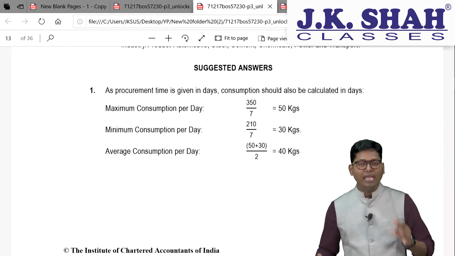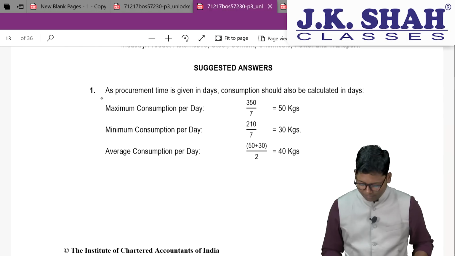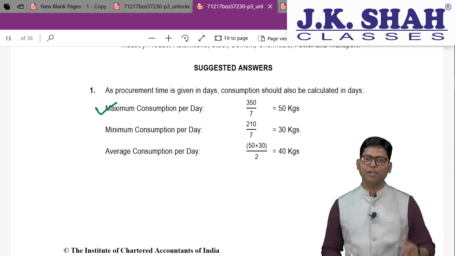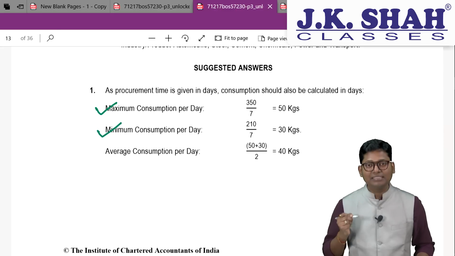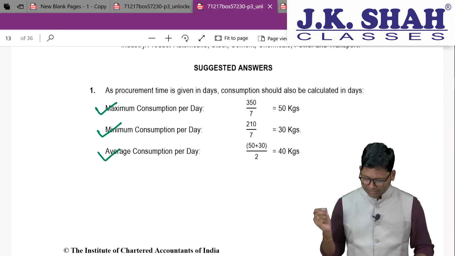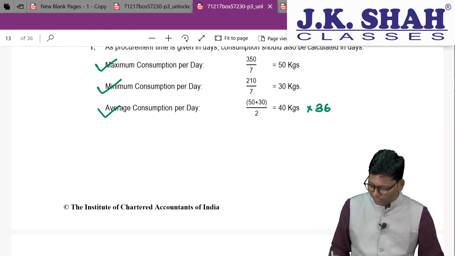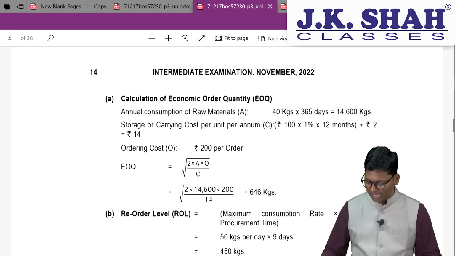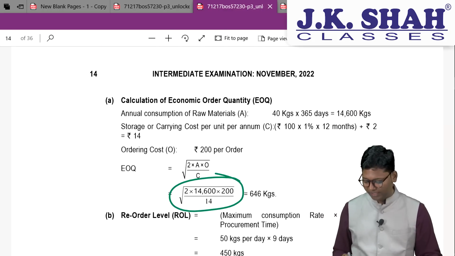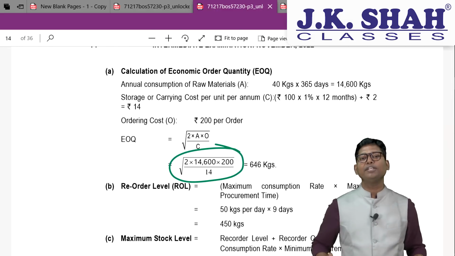See here. In the suggested answer also, the very first thing they have computed is your maximum consumption per day. The same thing we have already done while discussing the sum. Minimum consumption is also calculated, average consumption is also calculated, and when you multiply this average consumption by 365 days, you get the annual requirement of material, which was 14,600 kgs, and the same 14,600 kgs is taken in their solution.